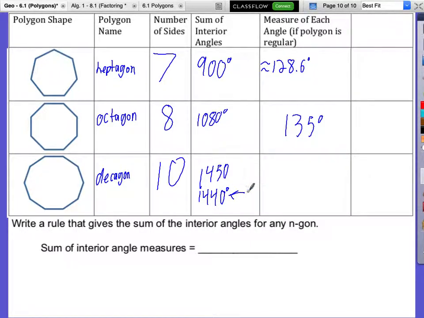Okay, what would that make each individual measure? 144, 1,440 divided by 10. That's an easier division. Okay.